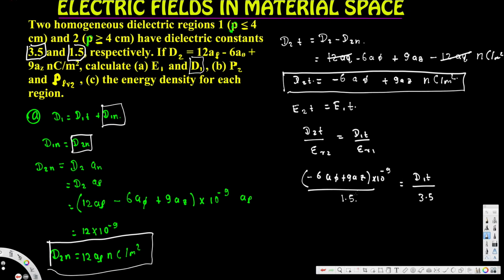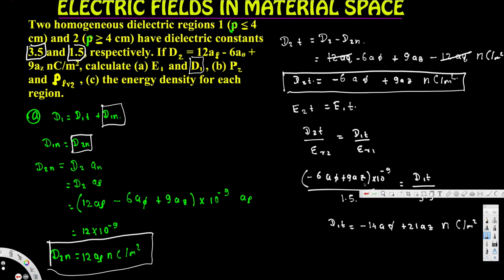Okay, and if you rearrange and calculate this, you are going to get D1t, that's going to be equivalent to negative 14a5 plus 21az nano coulombs per meter square. So this is what we get from this one. Now we have this one. Now we want to find what D1 is.